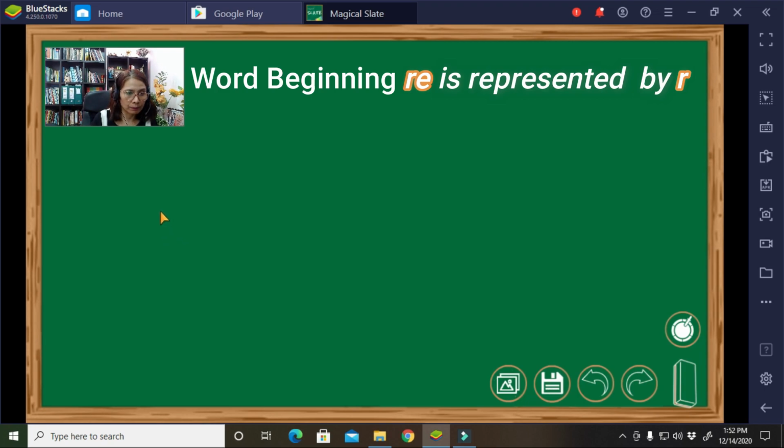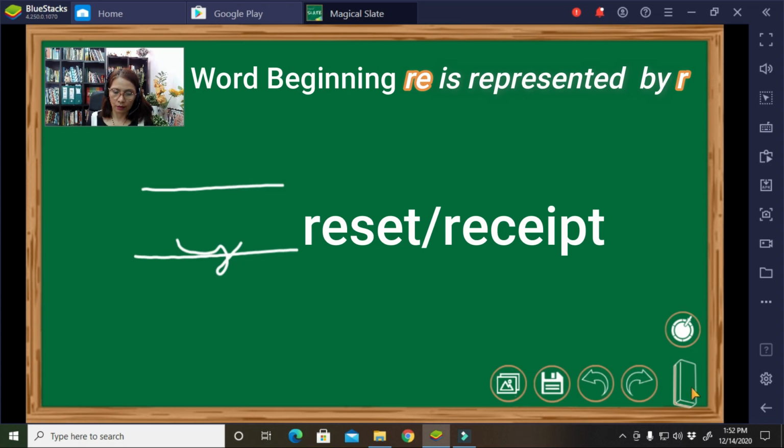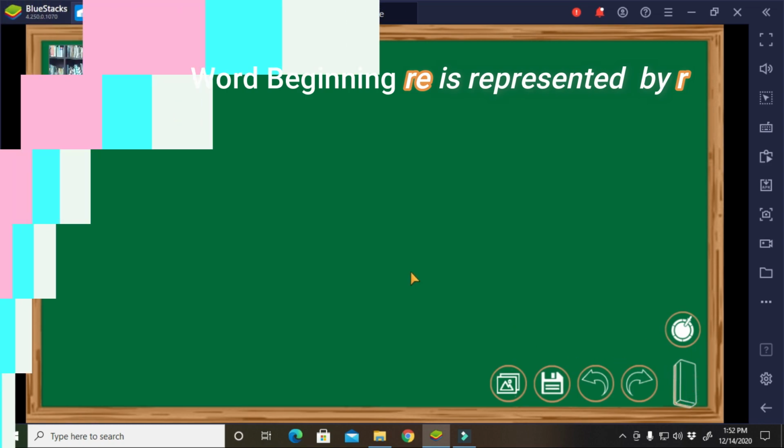Next word. What about this one? Can you read this? It's a short forward curve followed by a comma S and then a small circle and an upward straight line occupying 1/4 of the space. That is, yes, reset.